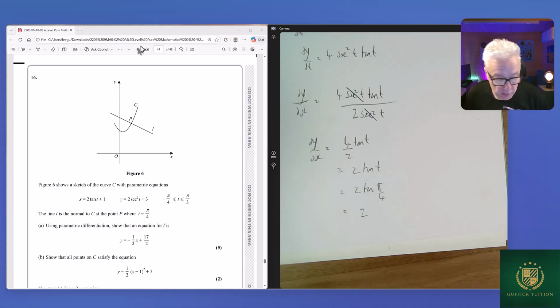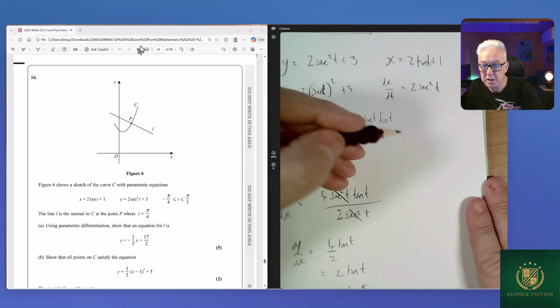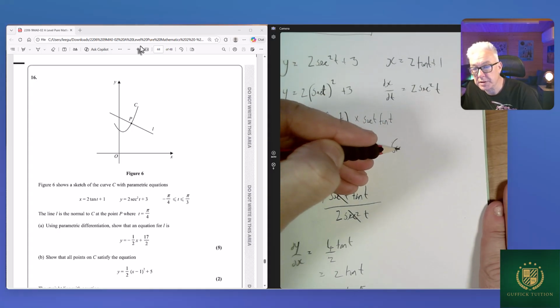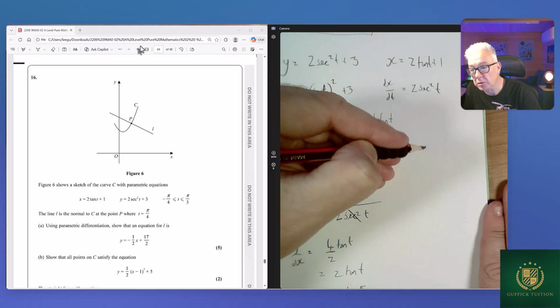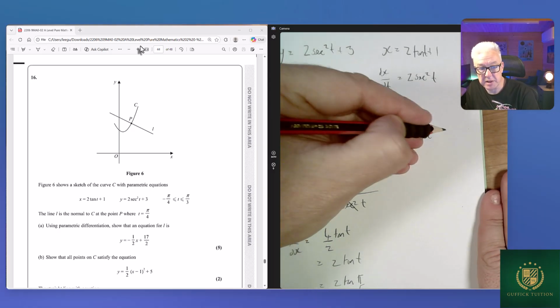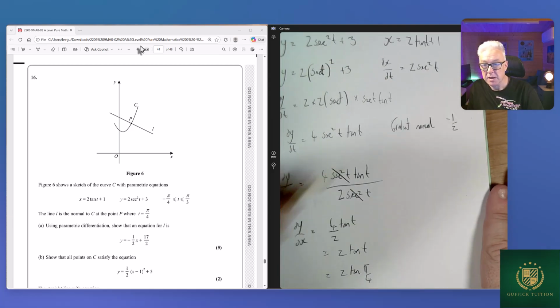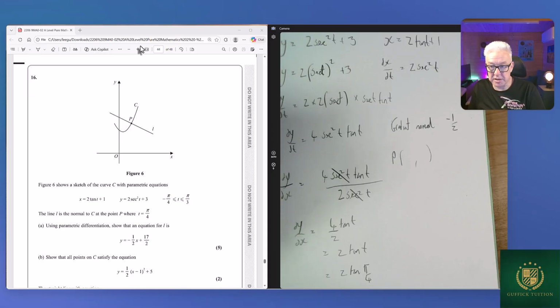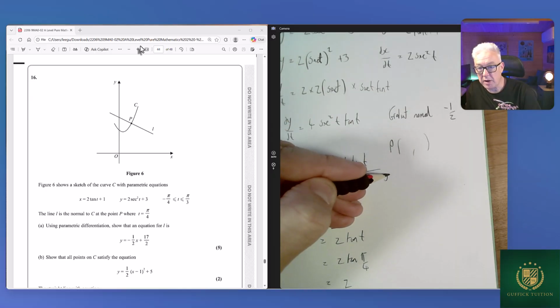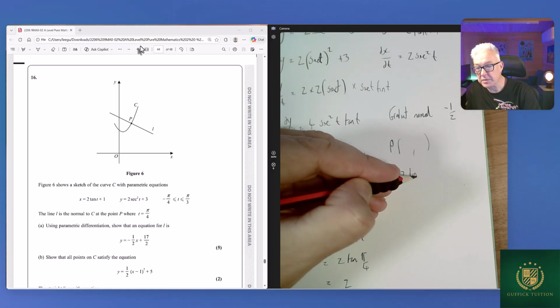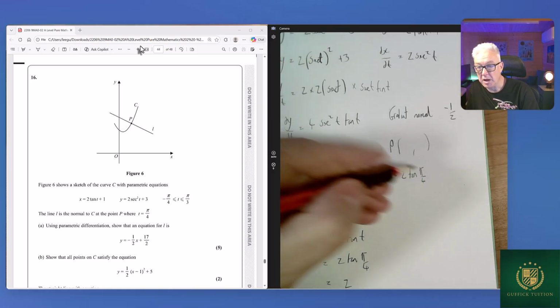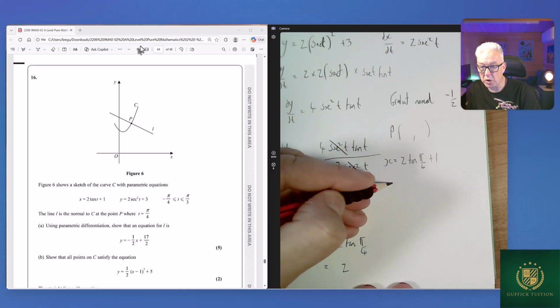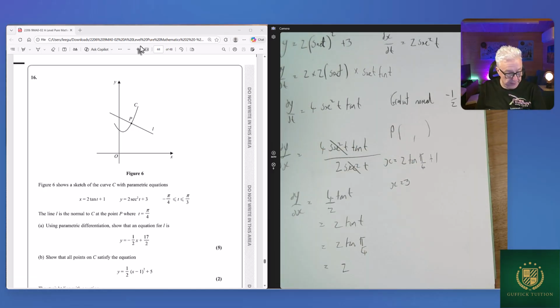Now that, remember, is the gradient of the tangent, but we're after finding the equation of the normal. So therefore the gradient of the normal is going to be negative the reciprocal, so it's going to be minus a half. Now we need to know the coordinate of the point P. At the moment we don't. We just know it happens when t is equal to pi over 4. So we need to go to our x equation and have 2 times tan of pi over 4 plus 1. Tan of pi over 4 we've established is 1, so therefore x is going to be equal to 3.